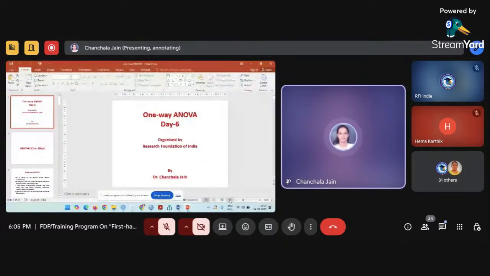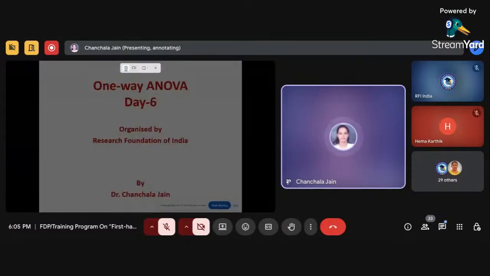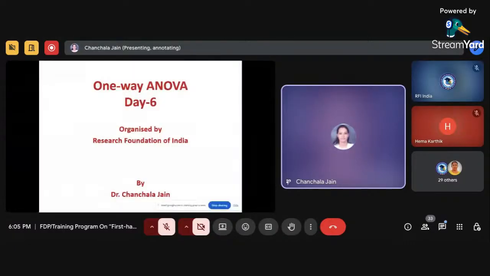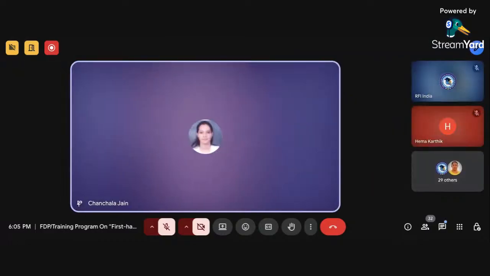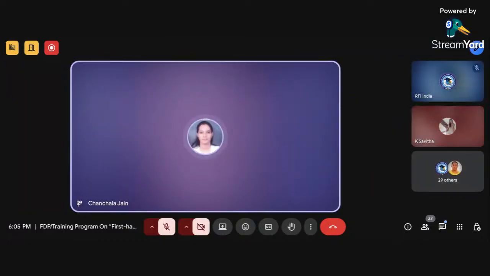Fine. So I'll proceed with the next topic of the day, which is one-way ANOVA. When I say ANOVA, what is ANOVA? Anyone? ANOVA stands for? Analysis of variance. Analysis of variance. Very good. It's analysis of variance.